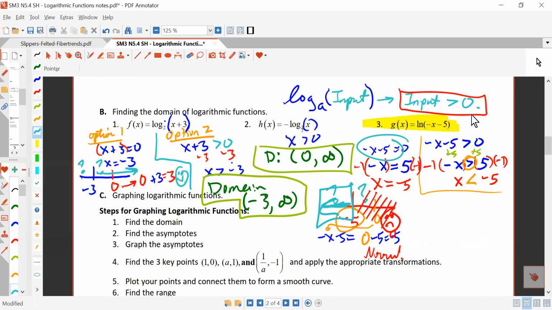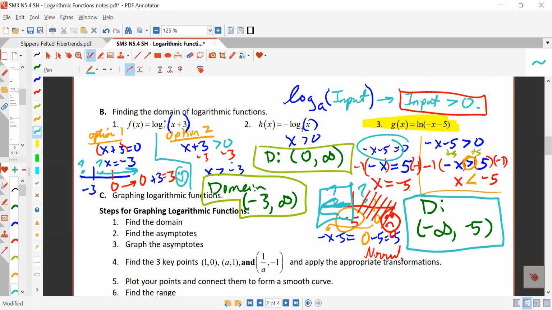Some people like the first method, some people like the second method. It does not matter because you should get the same answer either way. You'll notice that basically we're saying I'm over here in the less than 5 area, and this is also saying less than negative 5. So what is my actual domain set? It is from negative infinity to negative 5. So that would be my domain for that one.